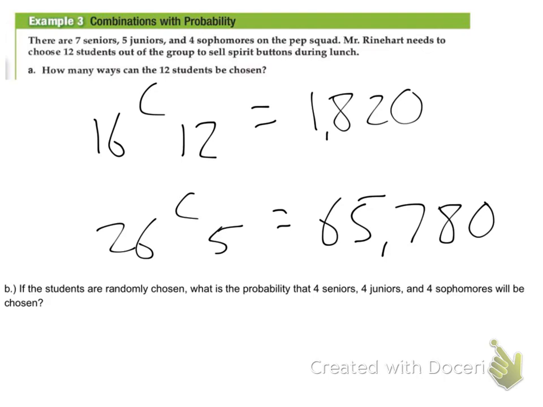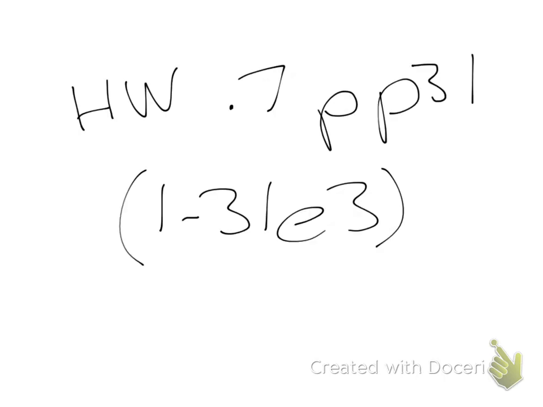Okay? Any questions on that? So a lot of it comes down to recognizing, is it a permutation, is it a combination? Is order important or is it not important? And then take those outcomes and multiply them all together. Problems 1 through 31, every 3, page 33.7.